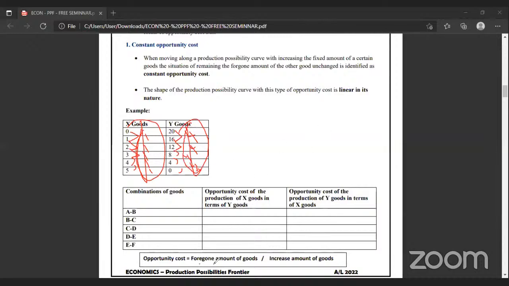So you know the formula. I have given the formula here. Opportunity cost equals foregone amount divided by produced amount or increased amount. So what is the foregone amount here? Y good. So simply put it there: change in the Y good divided by change in the X good, right? So you can put it here in the table, you see the table. Opportunity cost of producing X good. Sometimes they don't use this word in the exam paper.